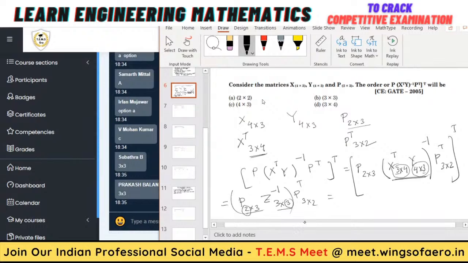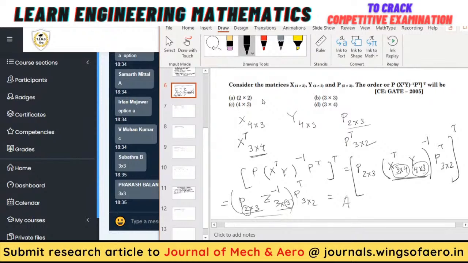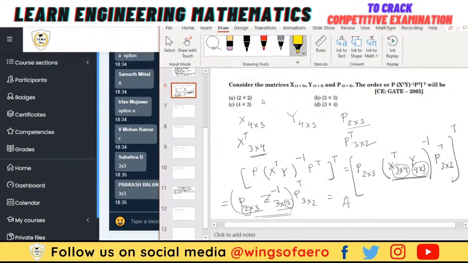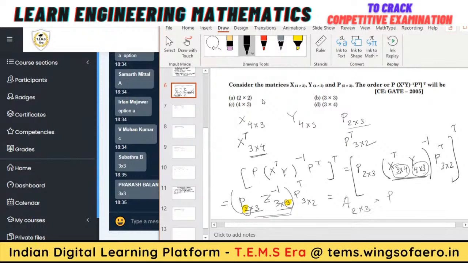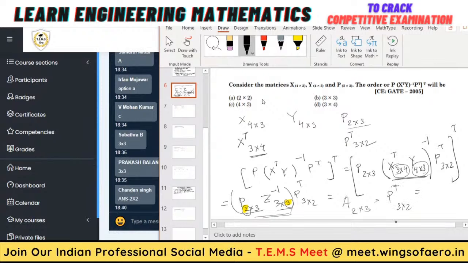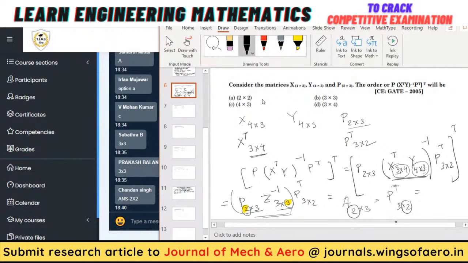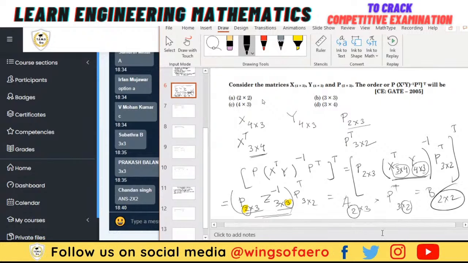Suppose P into Z inverse I consider as A. And what will be the dimension of A? 2 cross 3. This one, 2 cross 3 into P transpose 3 cross 2. And now what is this? It is 2 and 2. So A into P transpose, what is the dimension? Let us suppose it is capital B. It is 2 cross 2. So the dimension of the final result will be 2 cross 2. That is, the answer is A.